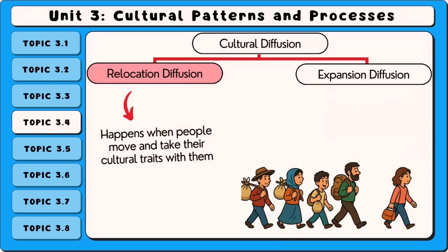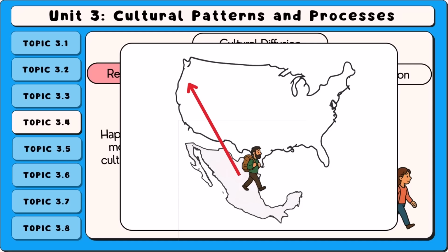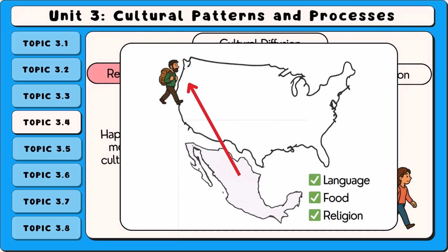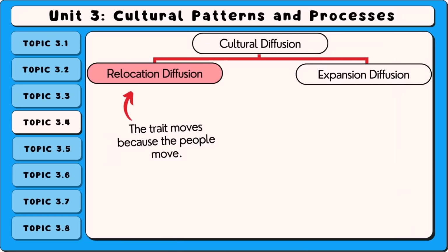This type of diffusion happens when people move and take their cultural traits with them. The culture does not stay and spread from the original location. It is carried somewhere else by the people themselves. For example, when immigrants move to a new country and bring their language, food, or religion with them, they are practicing relocation diffusion. Spanish is spoken in many parts of the Americas because Spanish settlers brought the language during colonial times. The trait moves because the people move.